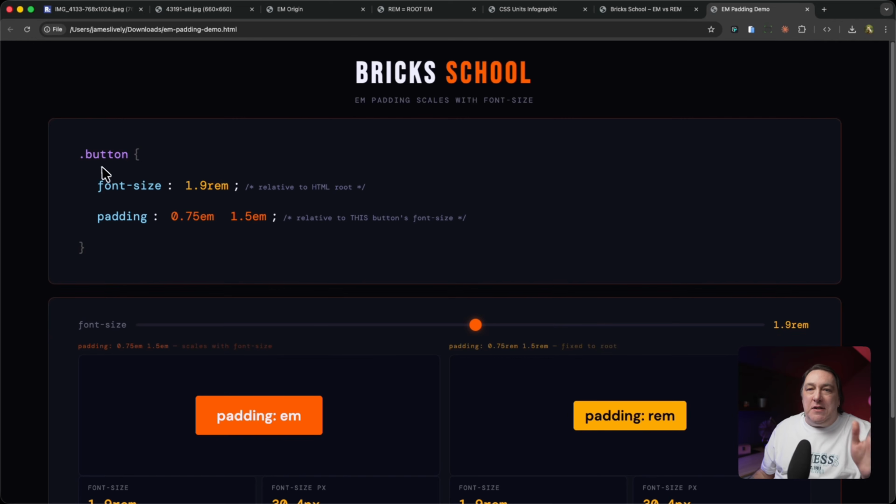Okay, so let's look at this. This is a button, a simple CSS button. We have a font size of 1.9 REM, and our padding is in EM. The reason that we're using EM is because we want this relative to this font size, not back to our root font size, because if this changes, I don't have to redo this math. You see what I mean? This here is times 0.75 or times 1.5. You get the same thing.